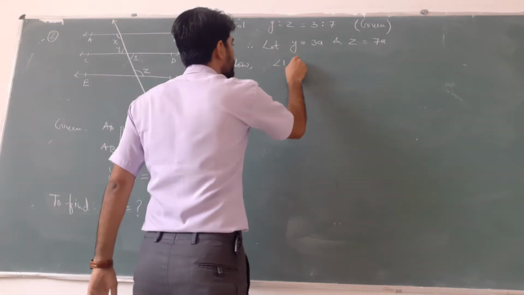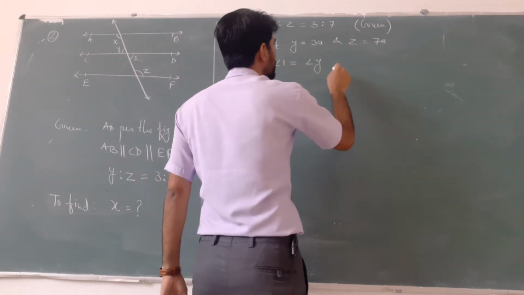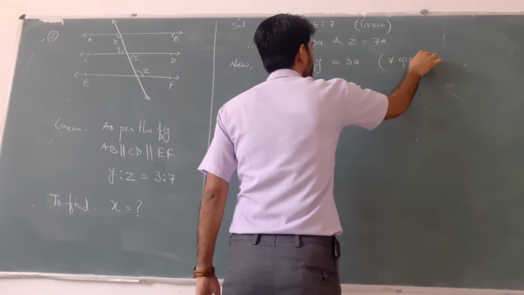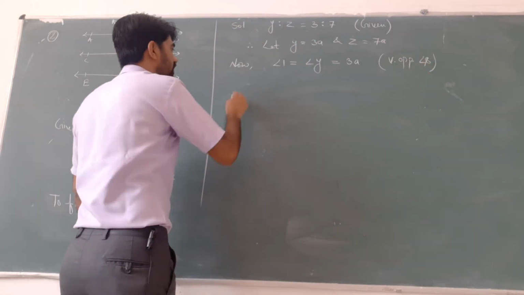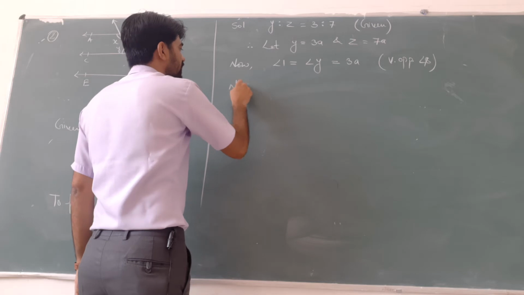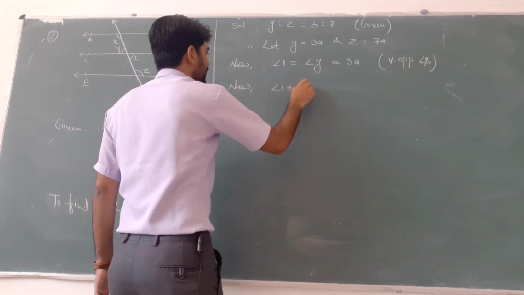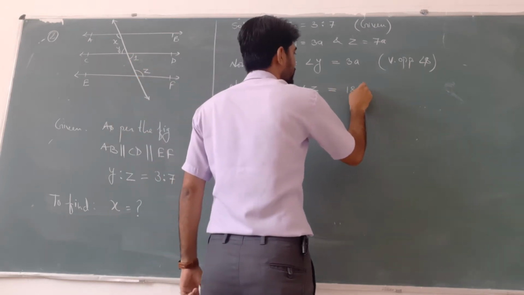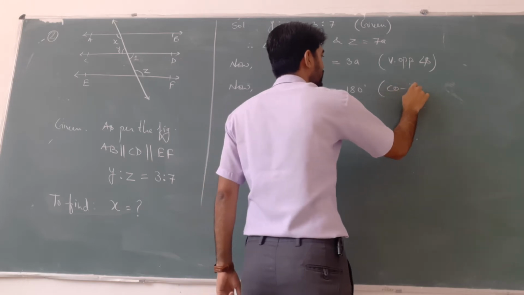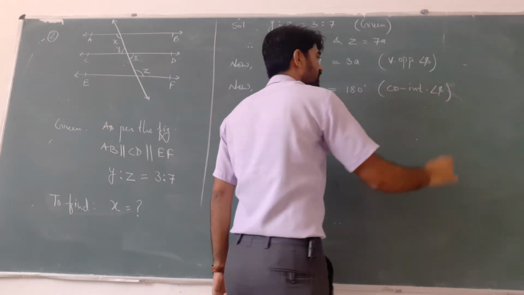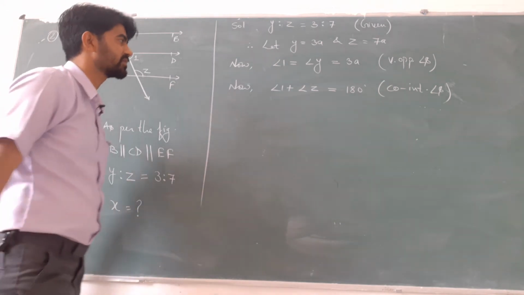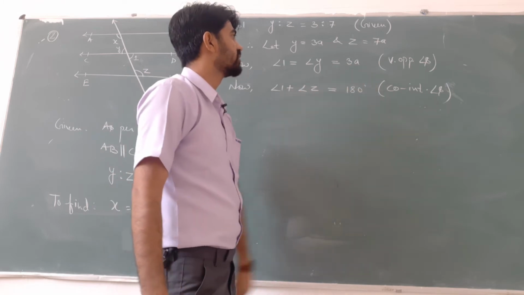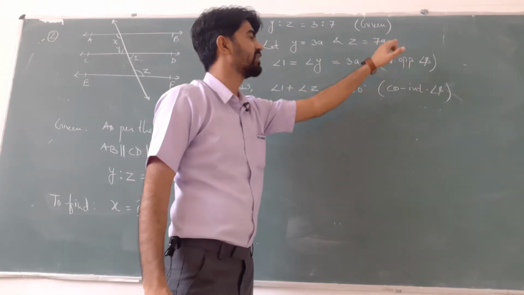Now angle 1 is equal to angle Y, which is equal to 3A. Reason: vertically opposite angles. Now angle 1 plus angle Z is equal to 180 degrees. Reason: co-interior angles. But for angle 1 we have 3A and for angle Z we have 7A.